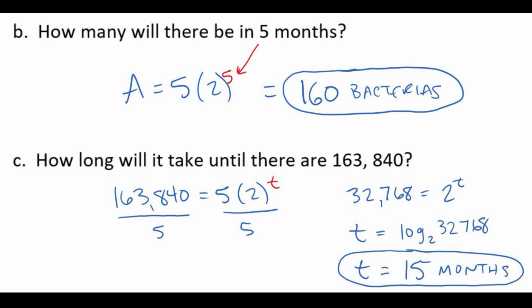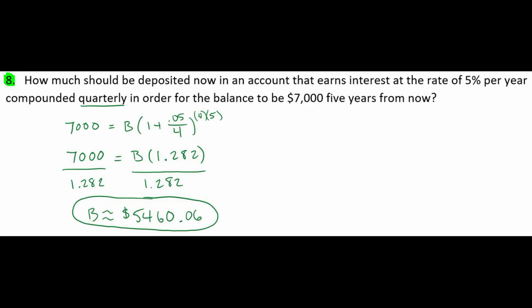So switching it from exponential form into logarithmic, we'll get log base 2 of 32,768. Do this on a calculator. Once again, you're going to do the log of the 32,000 number over the log of 2. And if you do it correctly, you should end up with exactly 15 months. That's what I got. Okay, let's look at number 8.